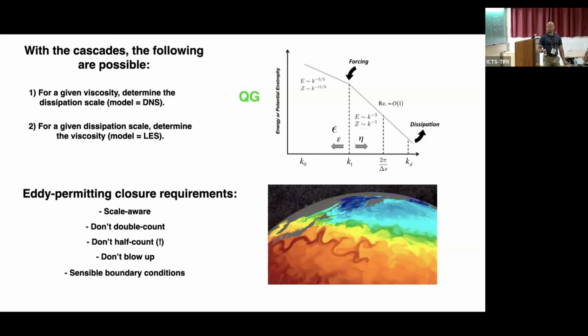Don't double count, meaning that you have turbulence already. You don't want to add on more than is necessary, such that you get twice the effect when you don't want it. Don't half count, meaning that your parameterization has to do something. Don't make it too weak, so that it's pointless. Obviously, don't blow up. You don't want to crash your model just because you put in a fancy new parameterization. And then sensible boundary conditions, one that people don't really like to think about because it's really hard, but if you're going to bump up against land, you don't want your parameterization to do something stupid.